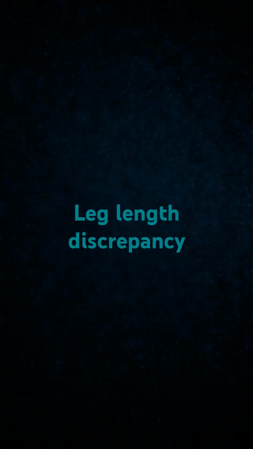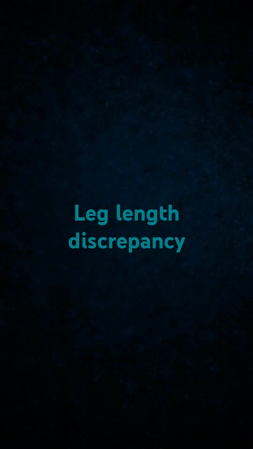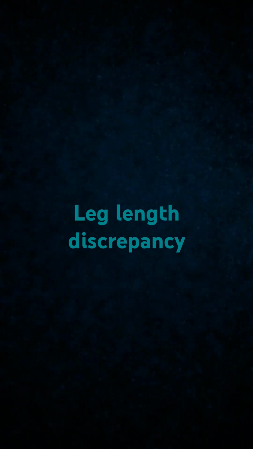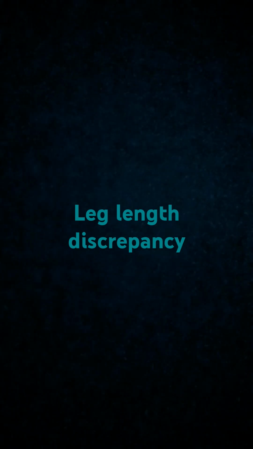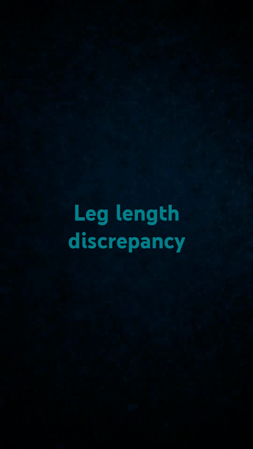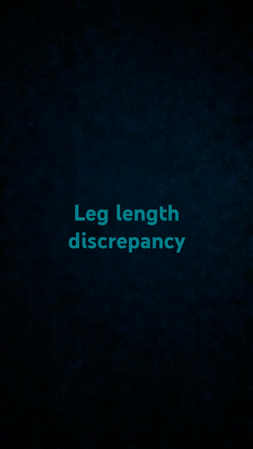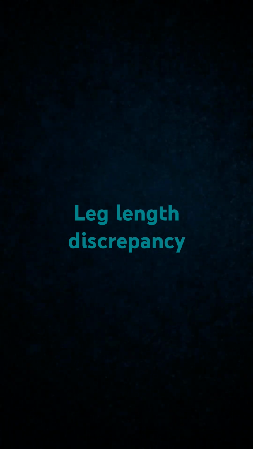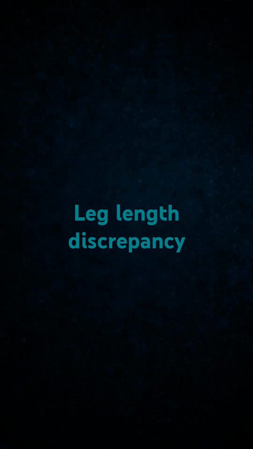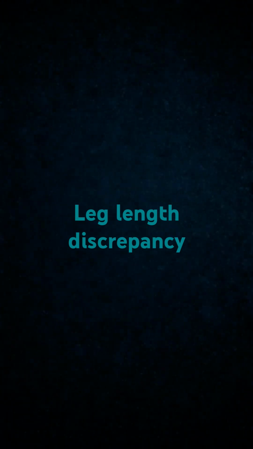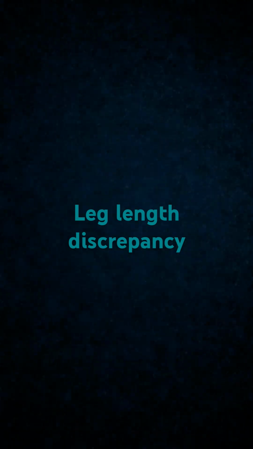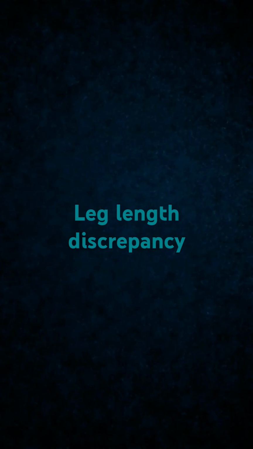Causes of leg length discrepancy. What are the causes of leg length discrepancy? There is true shortening and apparent shortening. The causes are two: true shortening and apparent shortening.